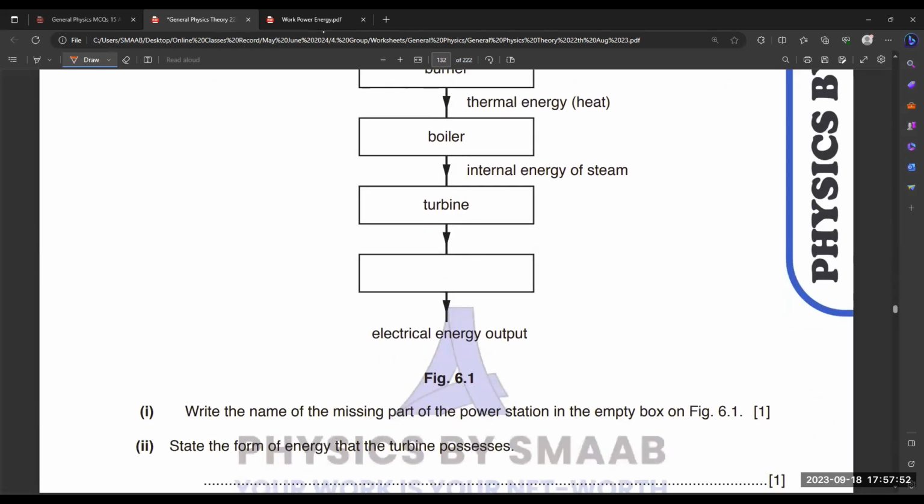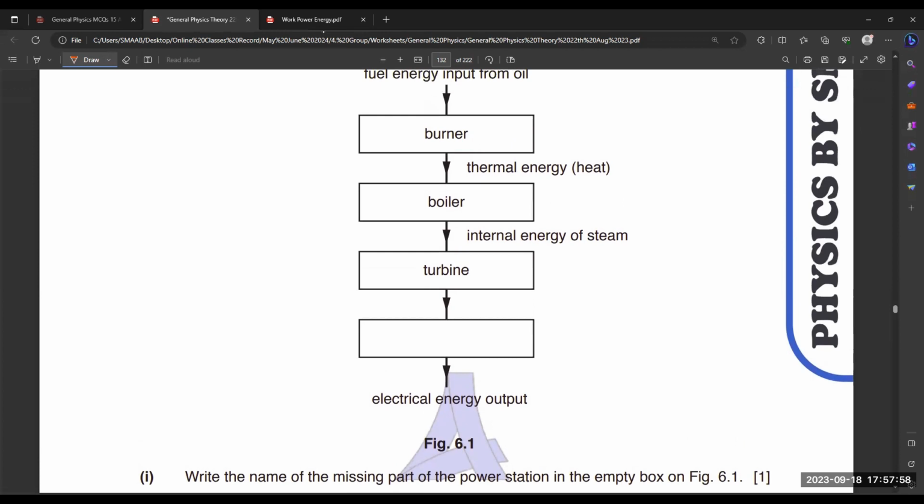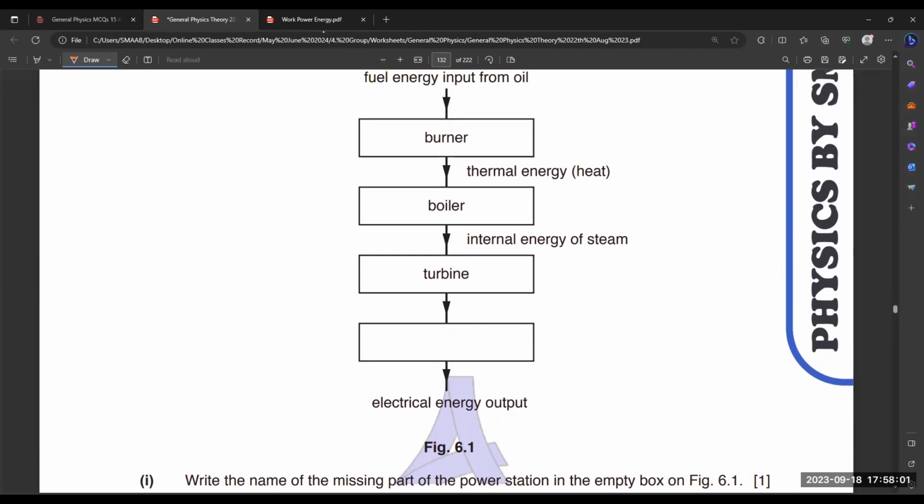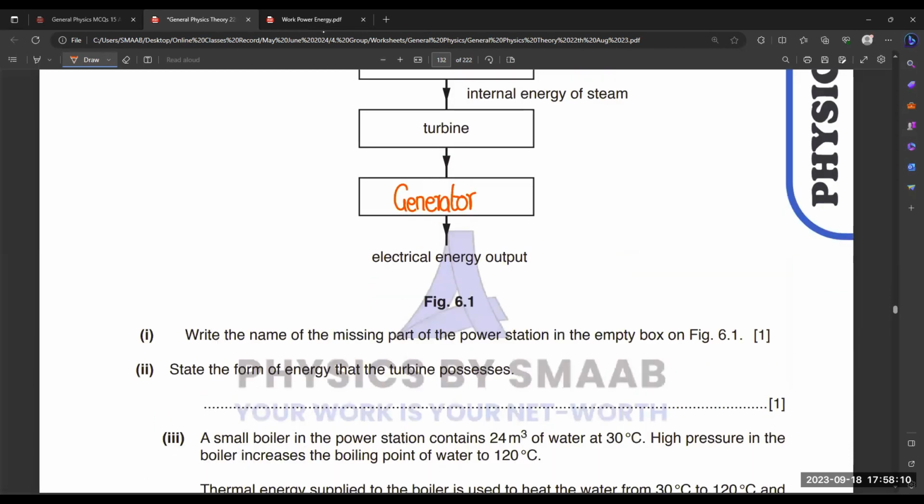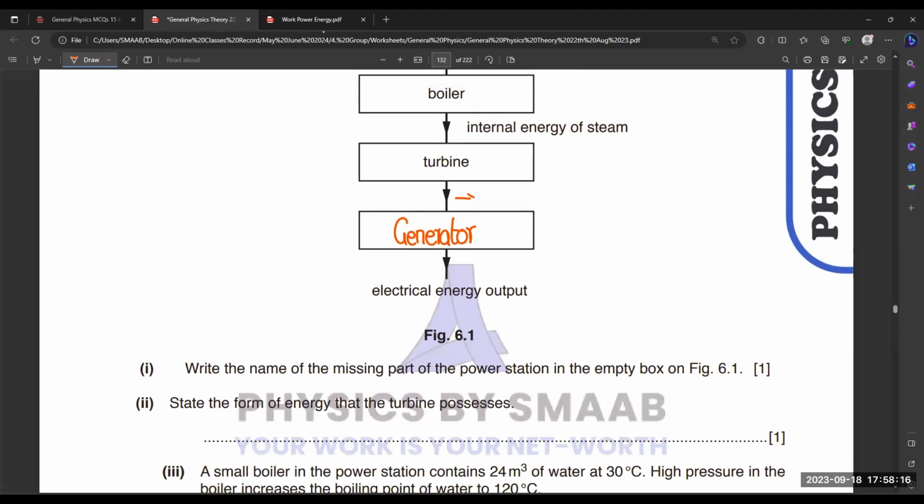Because in the question they are asking to write the name of the missing part of the power station in the empty box. So what do you think? What will be the name? A generator, yes, a generator. So generator in the first part, and in the second part, state the form of energy that causes the turbine to process. So what type of energy is required for the turbine? Mechanical energy. Mechanical energy. Yeah.